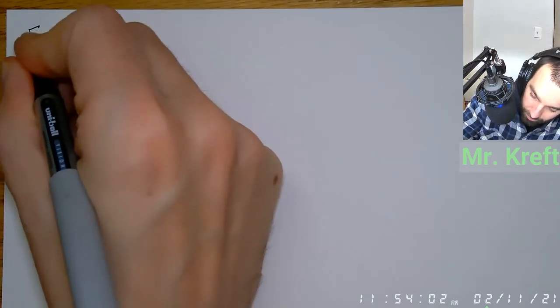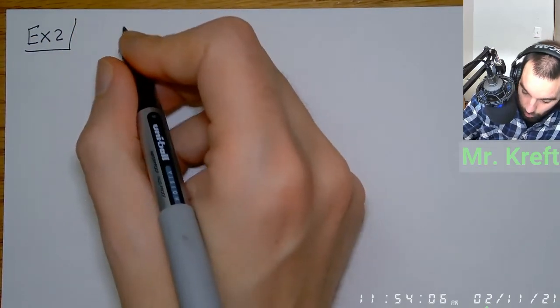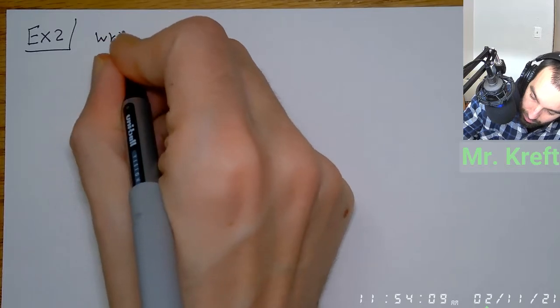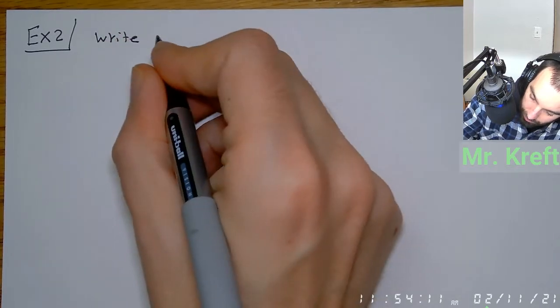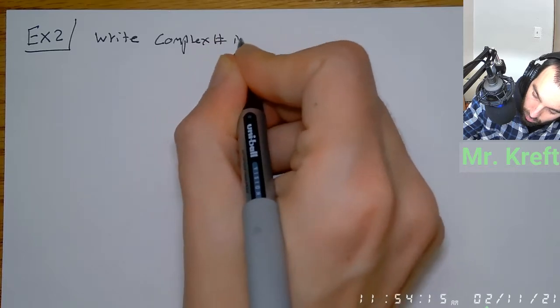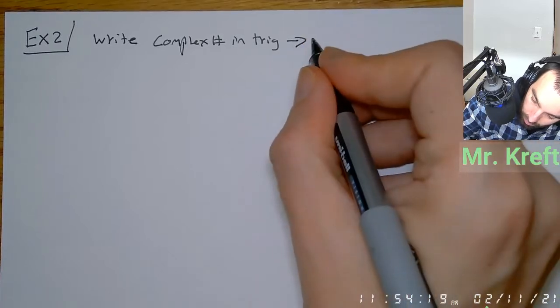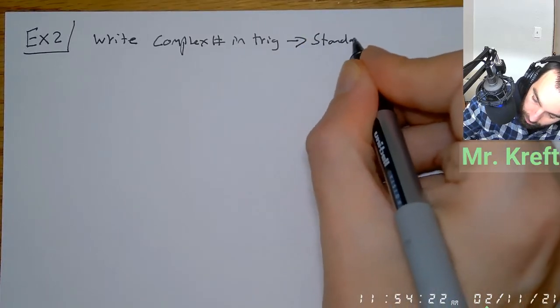All right, so let's do example 2. In example 2, we're going to do the opposite. We're going to write a complex number in trig form to standard form.